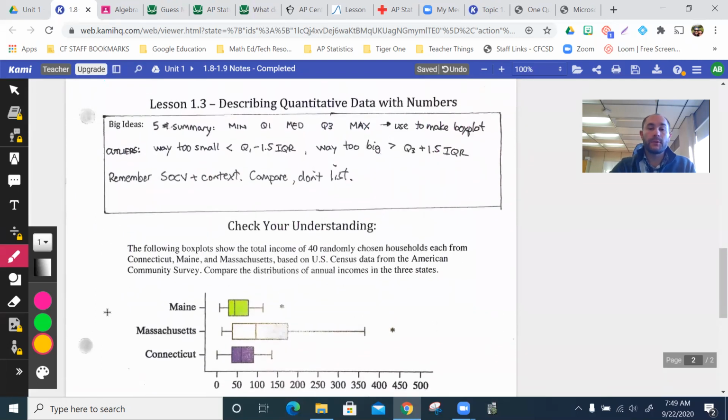Okay, so big things to take away here. We need the 5-number summary. That's what's used to make a box plot. In addition to outliers, way too small. So this is your lower limit. And this is your upper limit, and then way too big. In other words, typical and not typical. Outliers are not typical. Remember, this is a different acronym. I showed you CUS plus context. So make sure you're always talking about center, unusual individuals, which are like outliers, shape, and spread. So that's what we're going to be looking at here when we do some describing of your distributions. And that's what we're doing right here.